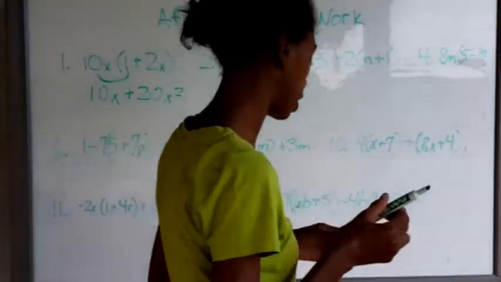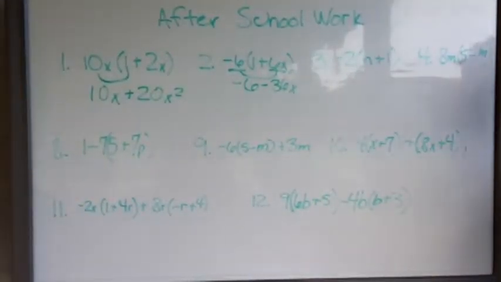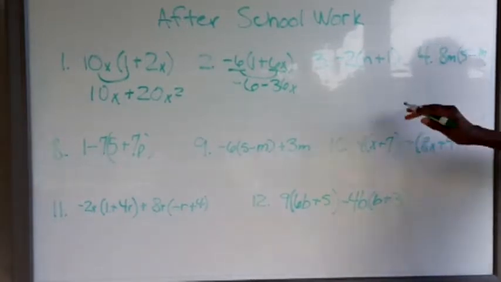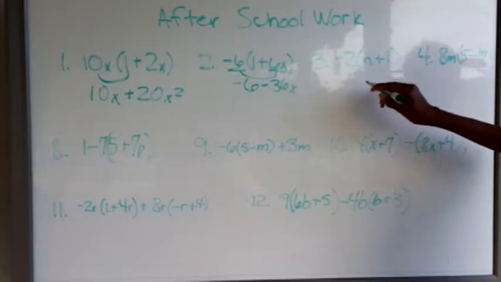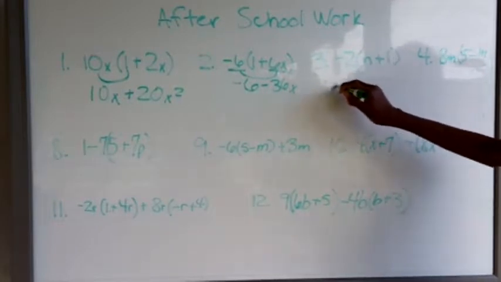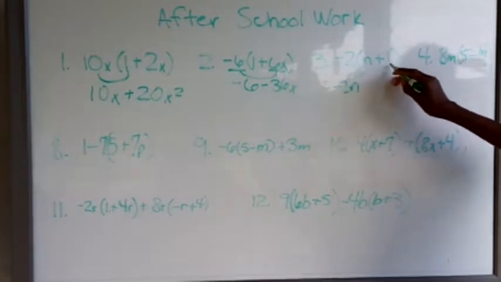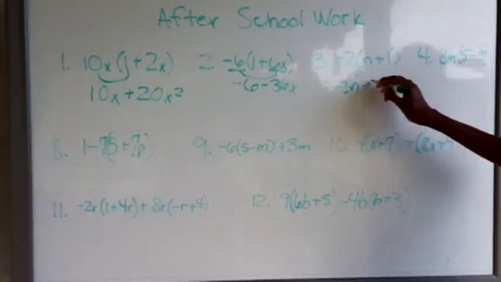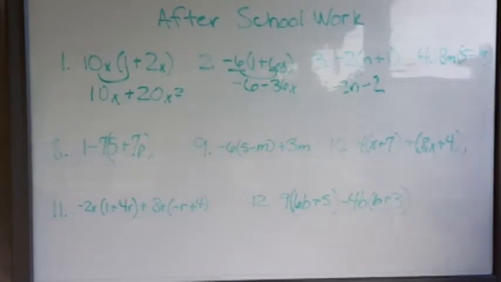Alright, so here we have negative 2 times n plus 1. So negative 2 times n is going to be negative 2n. And then negative 2 times positive 1 is negative 2. So that leaves us with negative 2n minus 2.